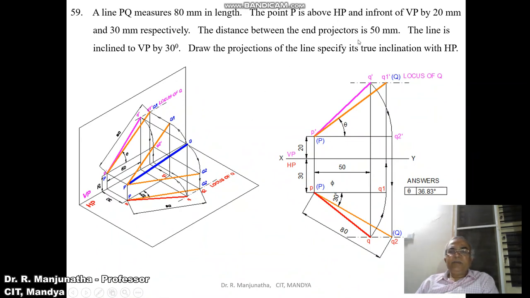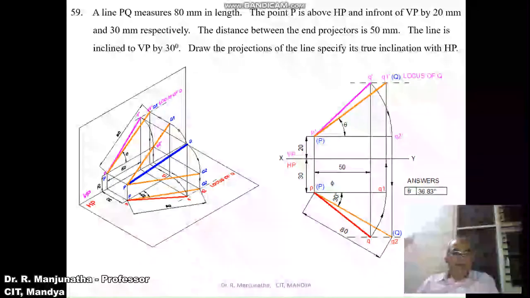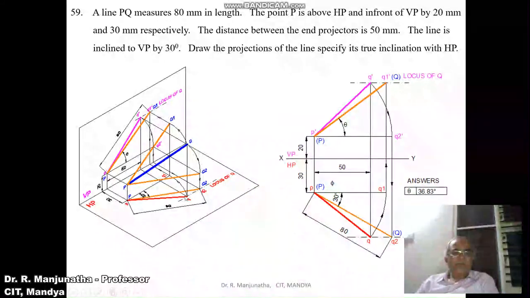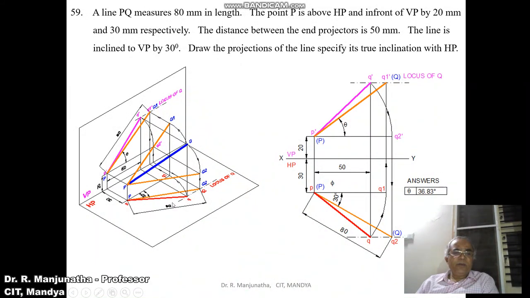As we know, the distance between the end projectors is 50 mm. Here, the distance between the end projectors can be seen in both the vertical plane as well as the horizontal plane. From the XY line, you measure a distance of 50 mm and draw a projector here so that it goes to the locus of Q in the top view. So you are going to get the small q, and you join pq with a dark line.